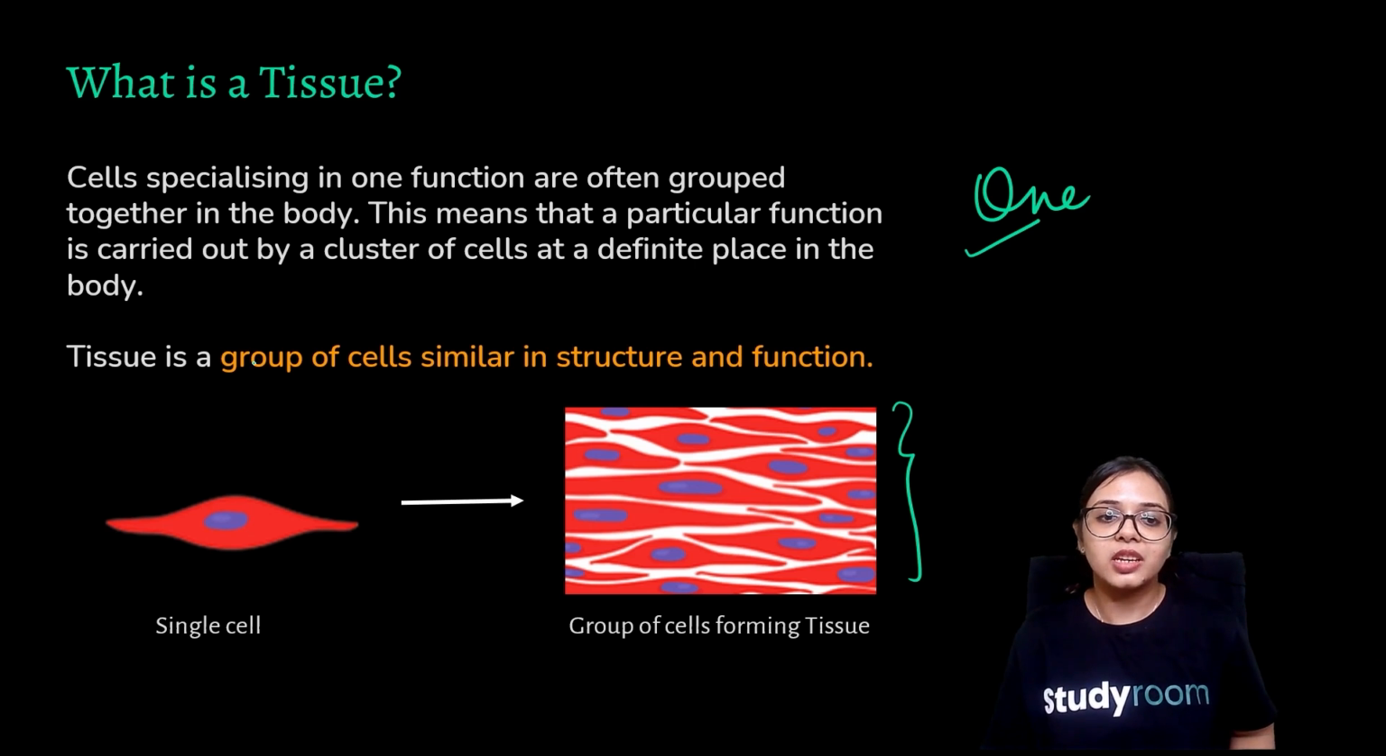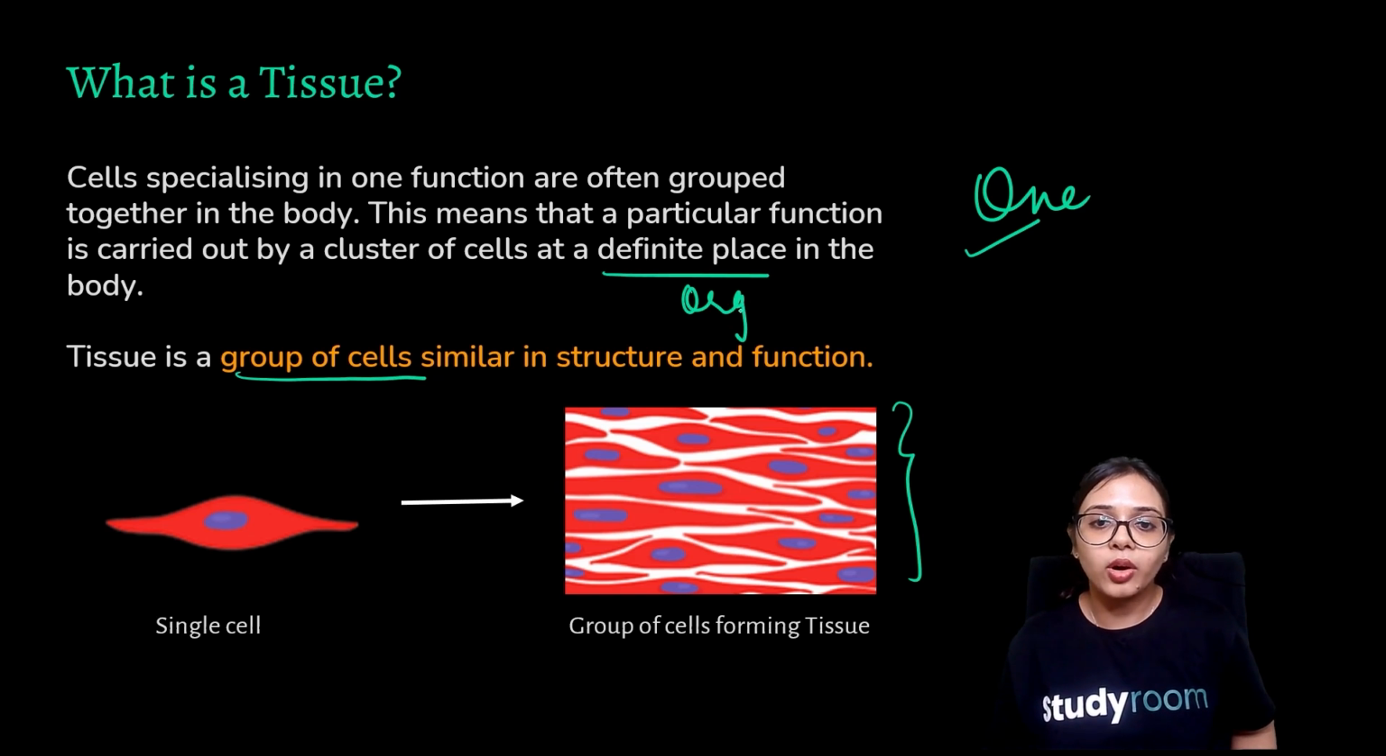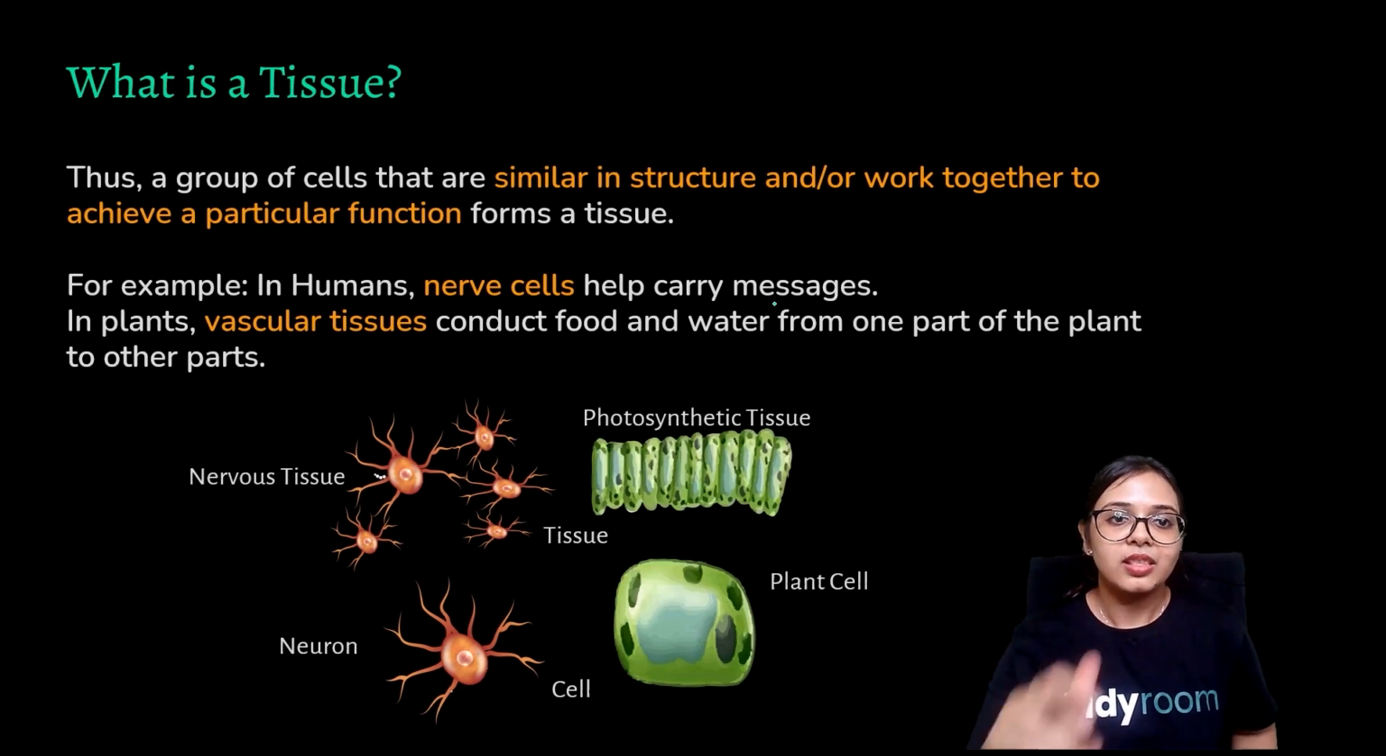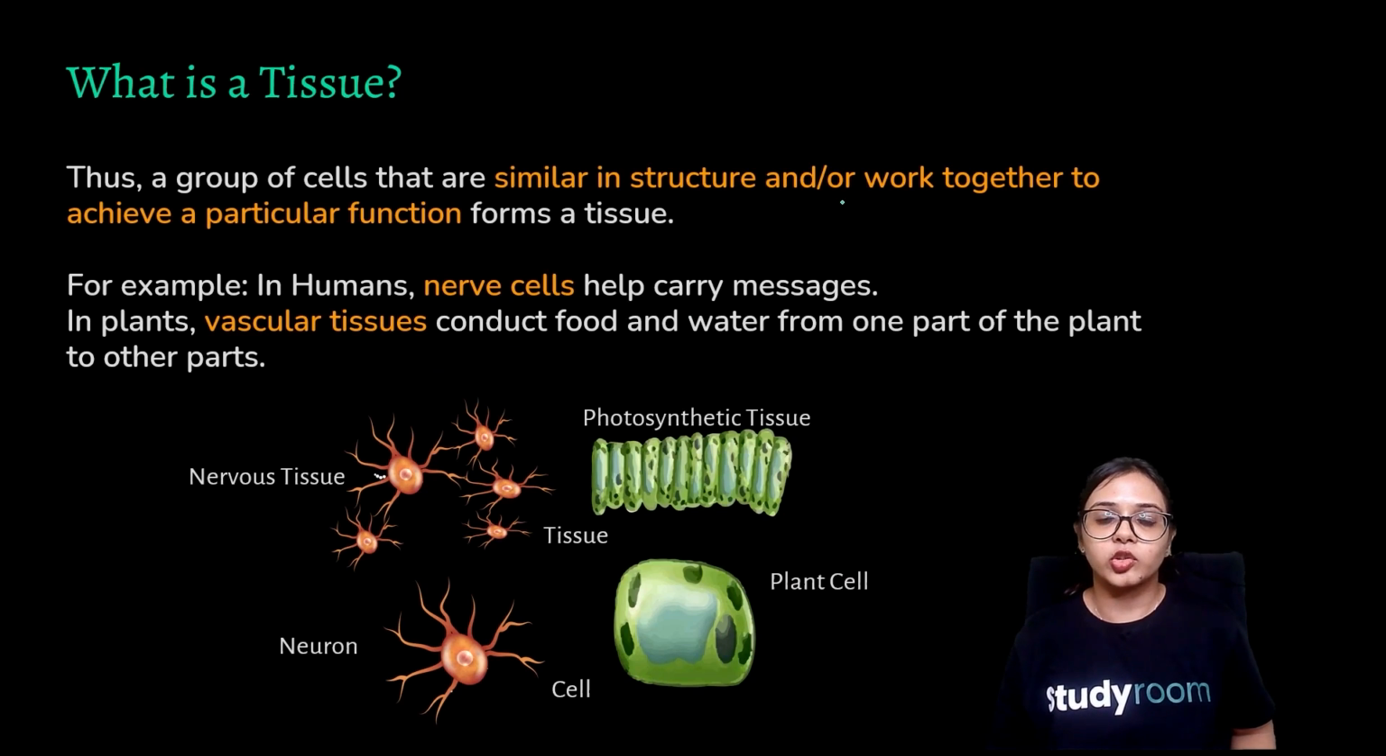So tissue is basically a group of cells similar in structure and function. They are located at a definite place in the body, that definite organ where the respective functions are being carried out. There's a group of cells that are similar in structure and work together to achieve a particular function. They form a tissue.